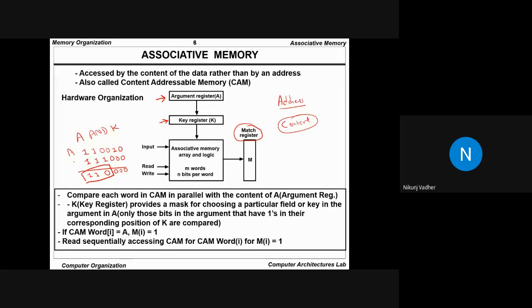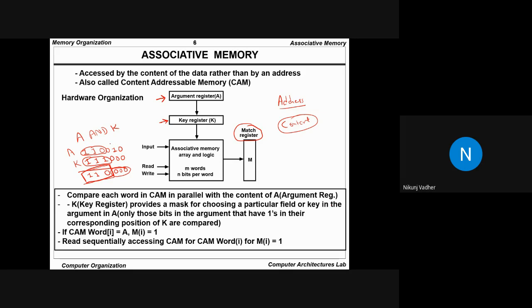First three bits are 110. So this is A and this is the key. The key tells us which bits from the argument we want to consider. Here we have written 111, so these first three bits should be 110. Whatever the value of the other three bits is, we are not going to consider. So how will it be done? Compare each word in the content addressable memory in parallel with the content of the argument register. The key provides a mask for choosing a particular field.